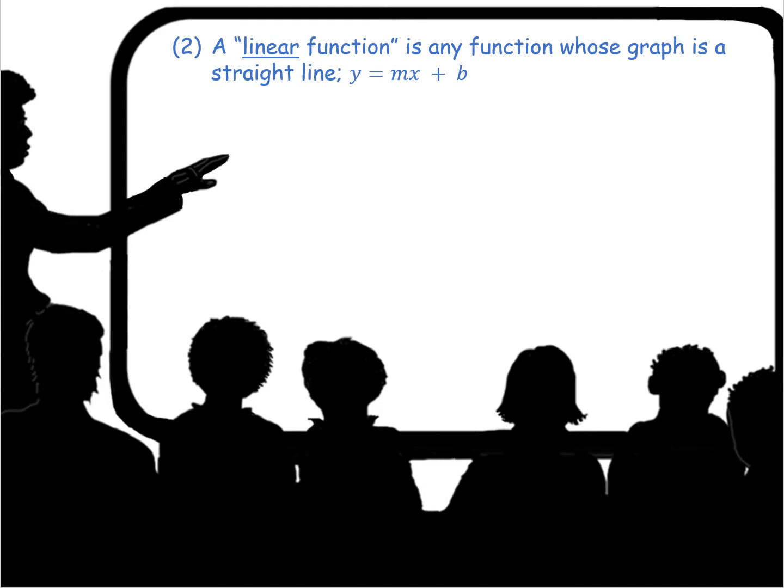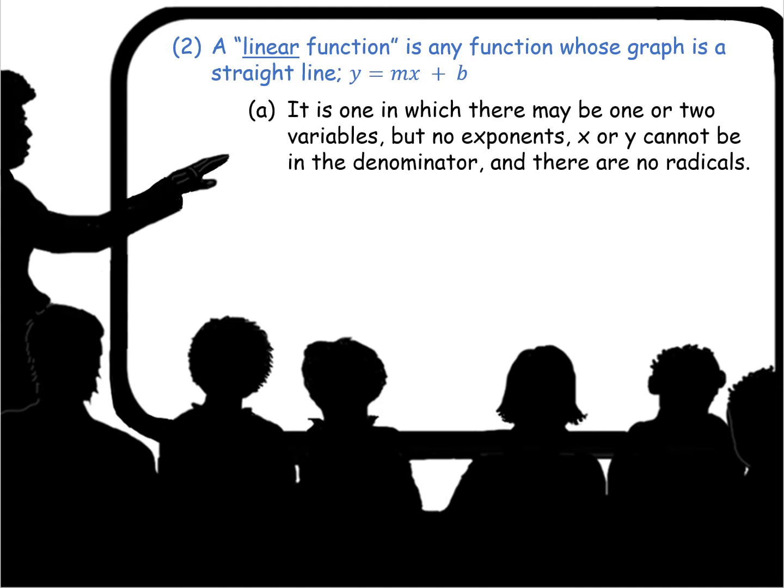A linear function is any function whose graph is a straight line that can be written in the form y equals mx plus b, where m is the slope and b is the y-intercept. It is one in which there may be one or two variables, but no exponents. X or y cannot be in the denominator, and there are no radicals.